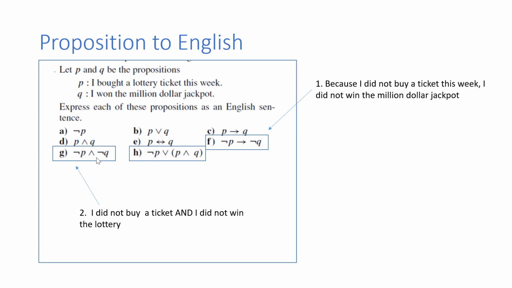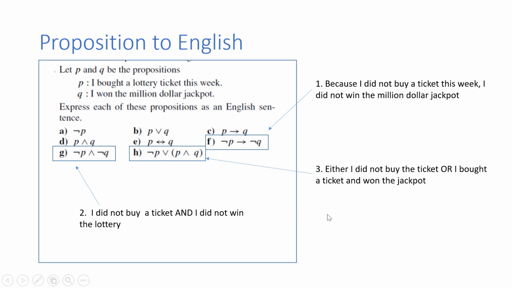So this one says, I didn't buy a lottery ticket, or I bought a lottery ticket and won the $1 million jackpot. So either I did not buy the ticket, or I bought a ticket and won the jackpot. One of them can be true. So either I didn't buy the ticket this week, or I bought the ticket and I won it. And so this sort of wraps up the understanding of propositions to English and vice versa.